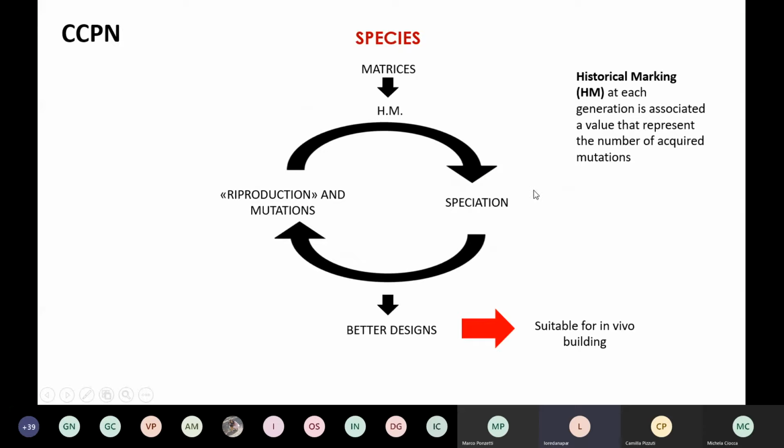But an important point at this stage is that each matrix has a historical marking, a value that represents the number of acquired mutations. This historical marking is useful to divide the organisms into growing generations. In fact, we can have the first, second, or third generation, for example. And each generation will be subjected to speciation, and so only better designs become suitable for the in vivo building, as you can see here.